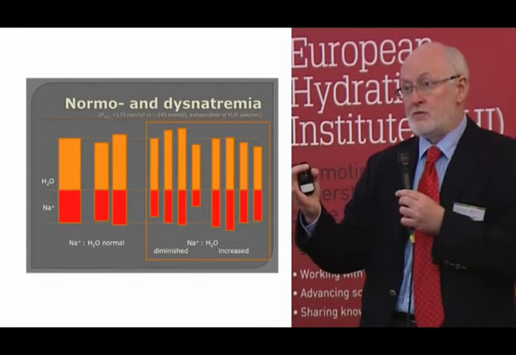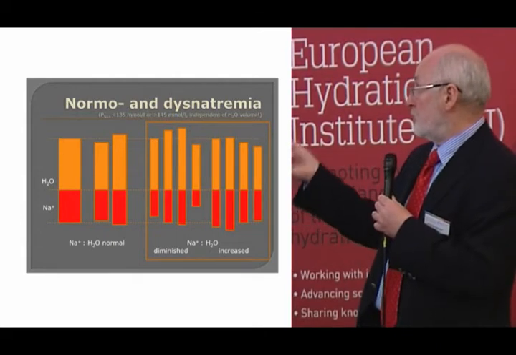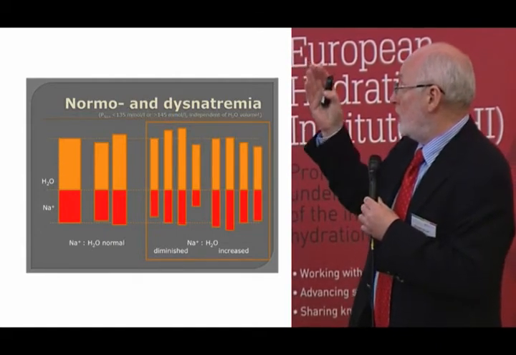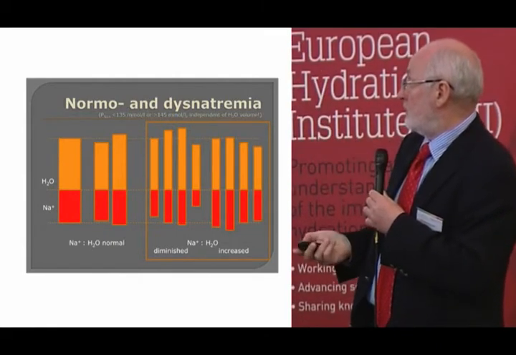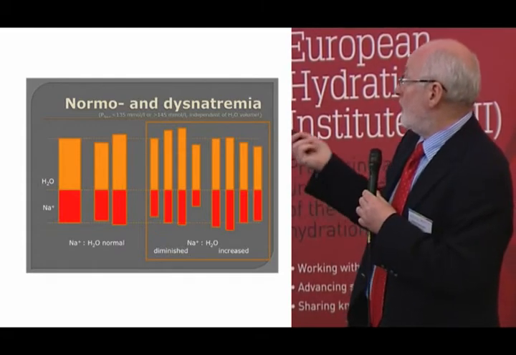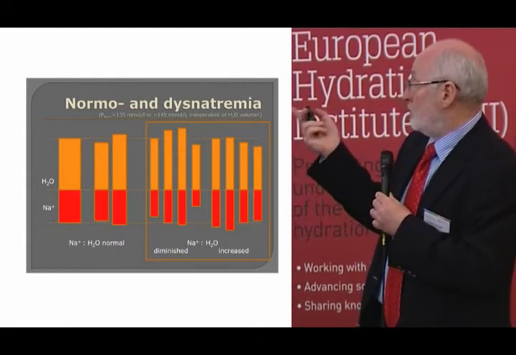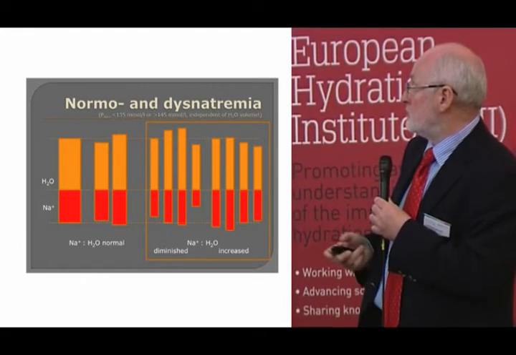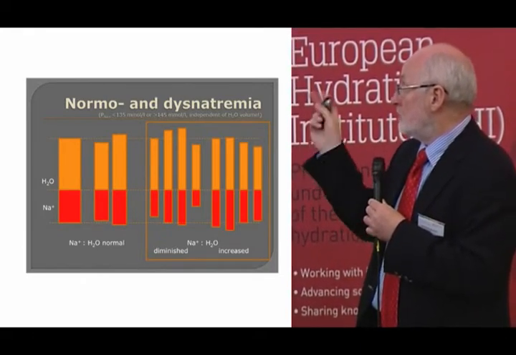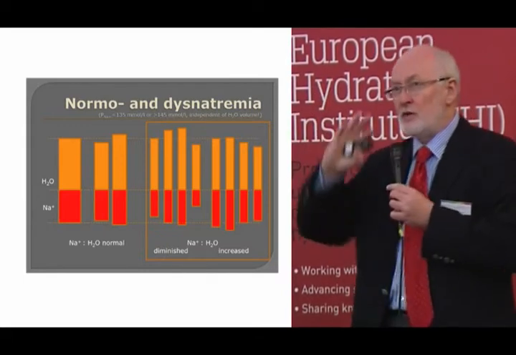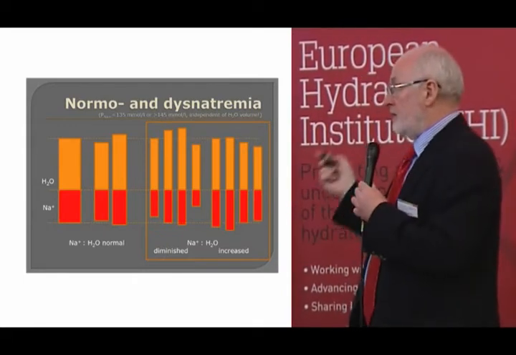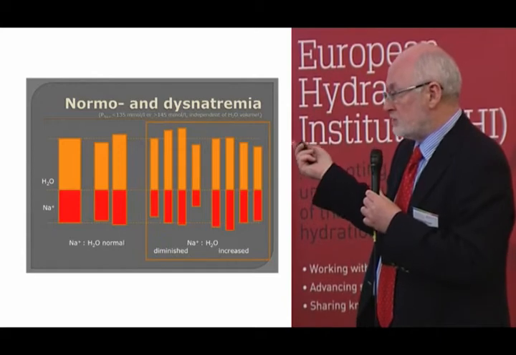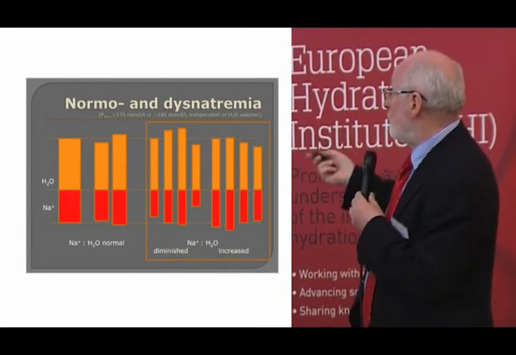Because natremia is just the proportion between sodium and water. You can have hypovolemia and hypervolemia, and if the proportion of sodium to water is kept, you will have normonatremia. So we have to evaluate not only the concentration, but also the volume of water.